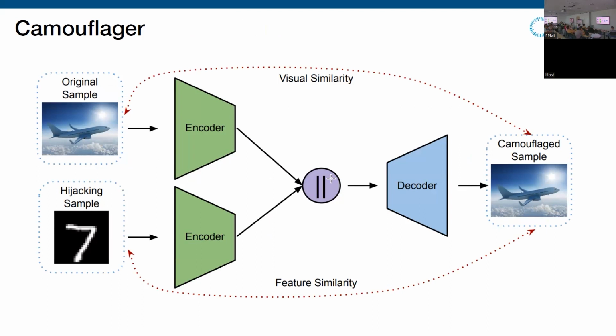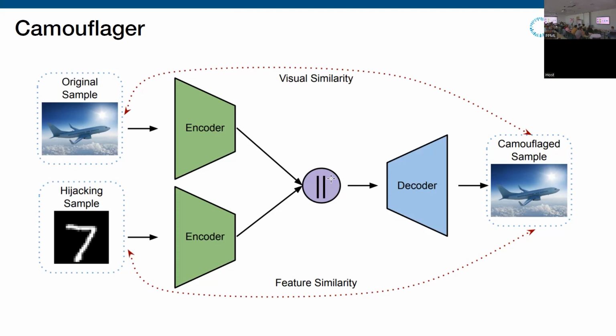This MNIST 7 is my secret task. This is a normal CIFAR-10 image. I put both of them into different encoders, get the embeddings, and concatenate them together. I put them into the decoder, which generates an image. I want this generated image to visually look like the original sample, but feature-wise look like a hijacking sample. These two requirements are my two losses. With these two losses, I can train the model.